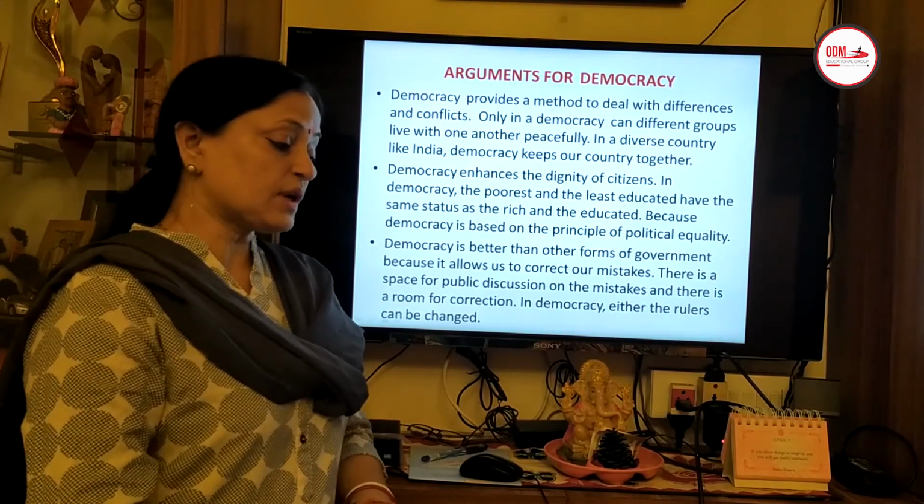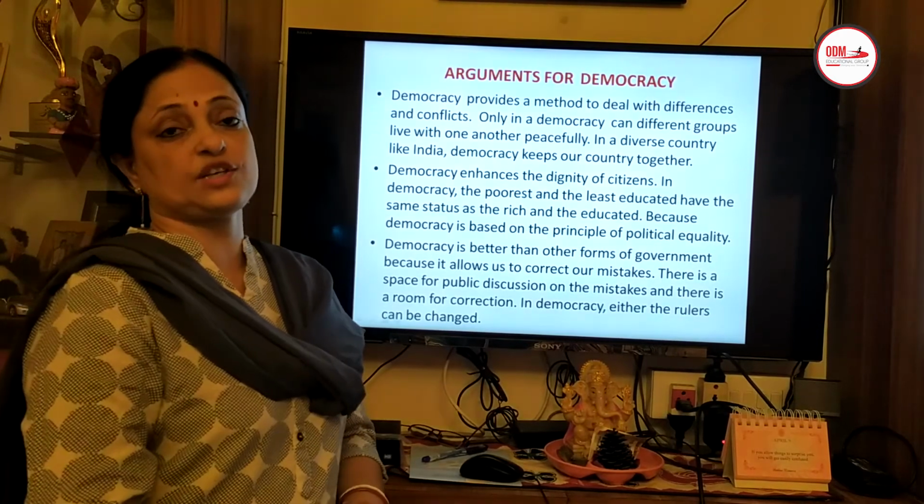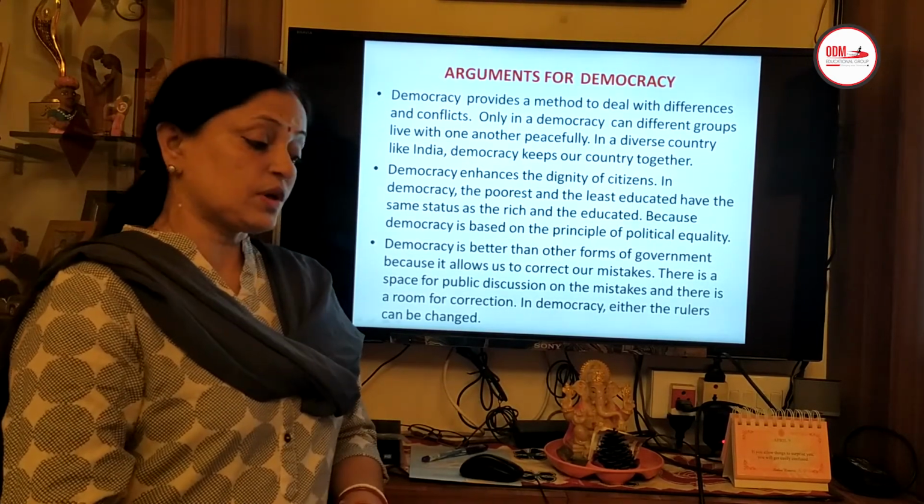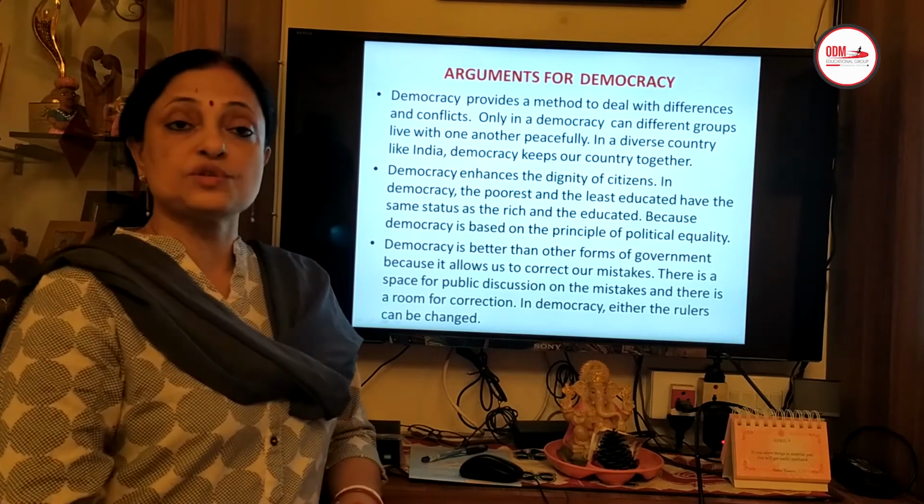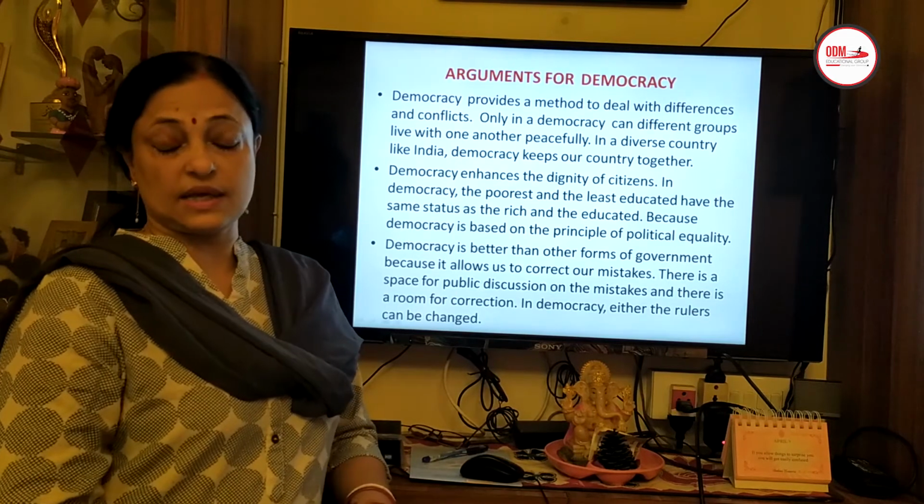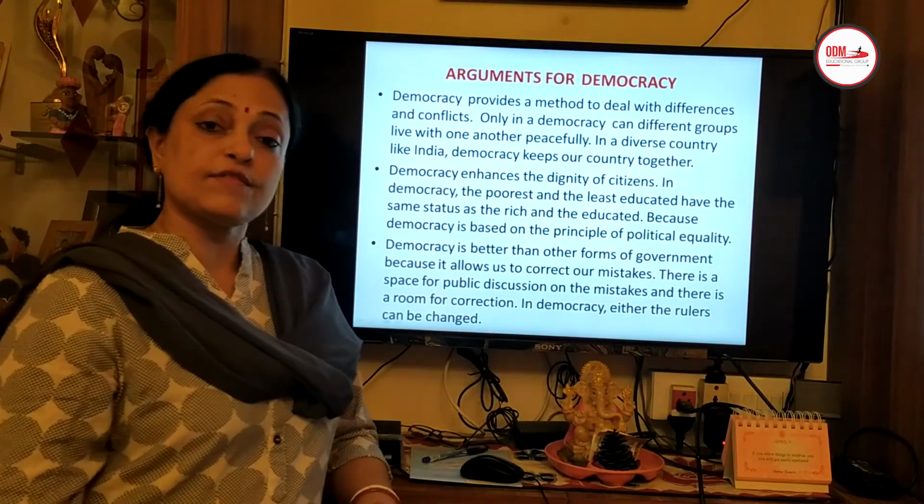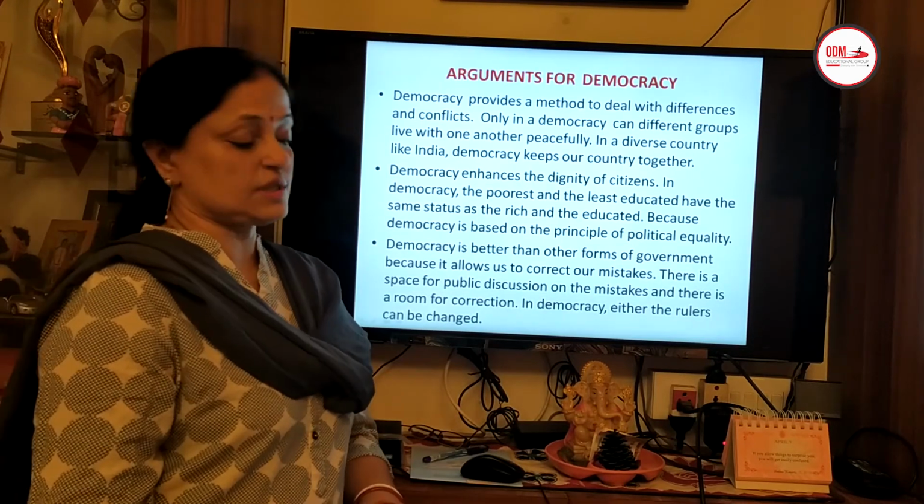Democracy enhances the dignity of the citizen. How? Because the constitution of a democratic country guarantees citizens liberty, freedom, and equality. It gives political rights to the citizen.